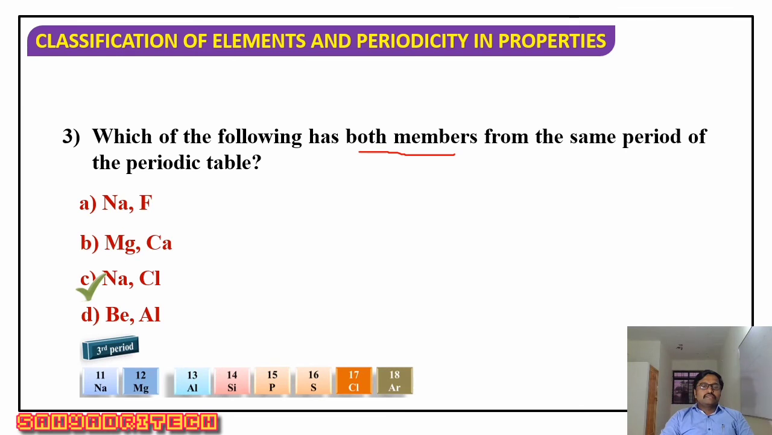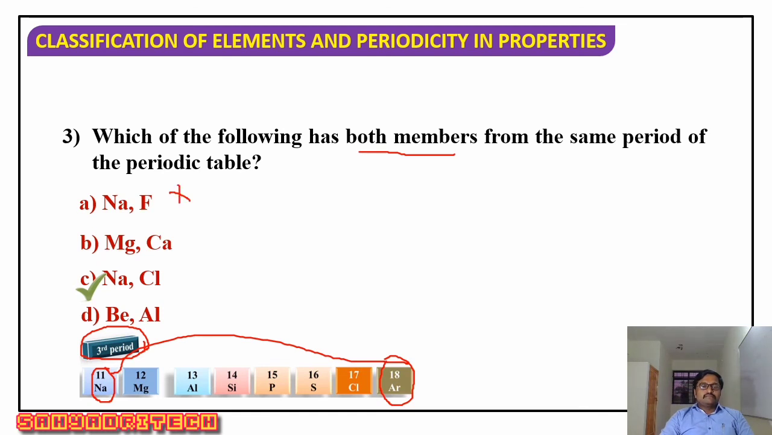In the third period, the elements are sodium, magnesium, aluminum, silicon, phosphorus, sulfur, chlorine and argon. The atomic numbers are 11 to 18. They belong to the third period. Here they are asking that both members should belong to the same period. Now the option is sodium and fluorine. Sodium belongs to third, but fluorine belongs to second, so it is not.